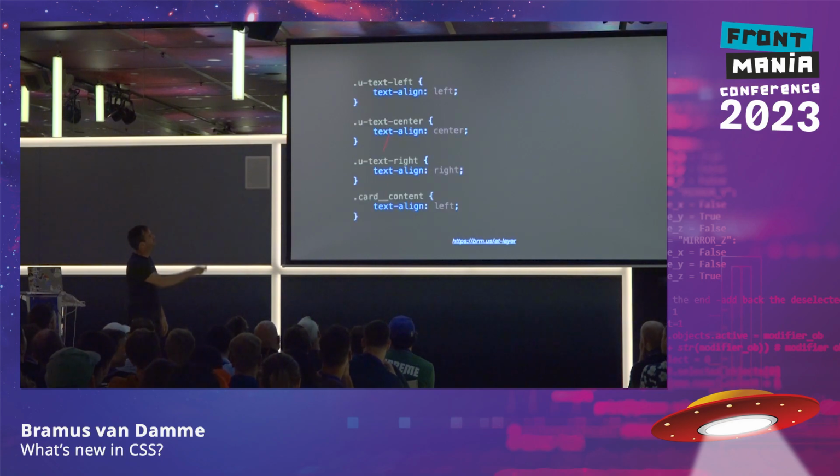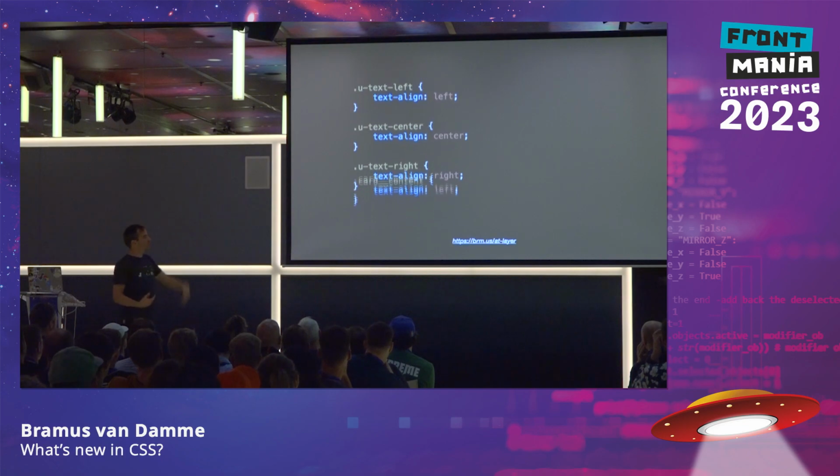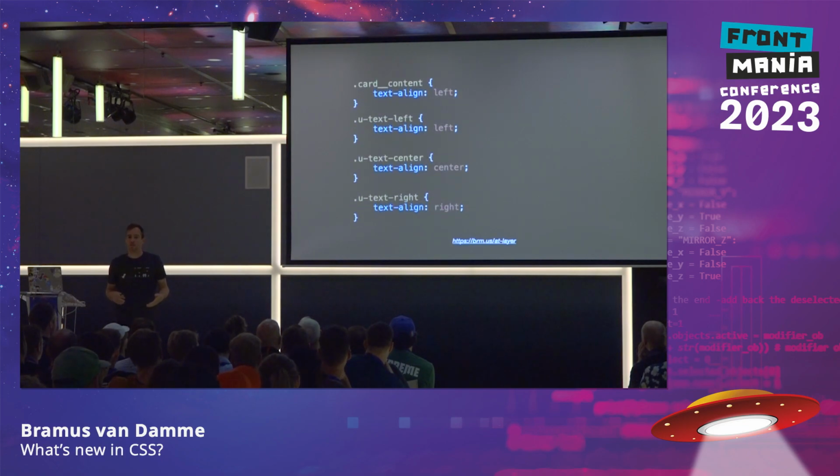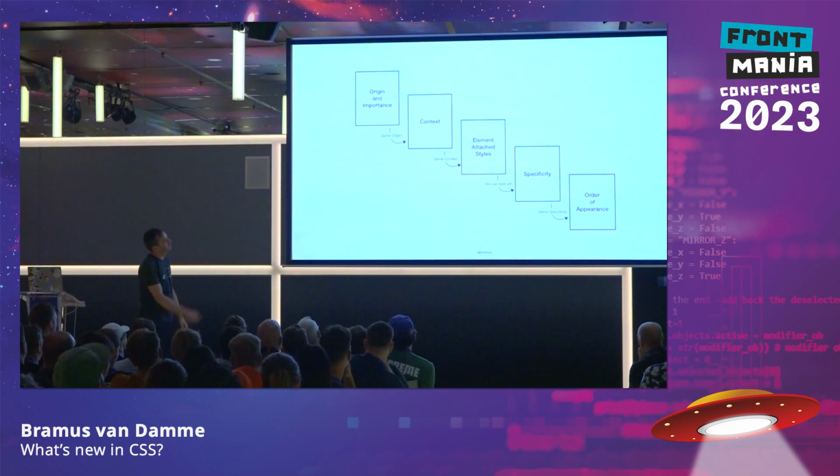Here's another one. I have these utility classes, all great, but they are defined before my card content. So if I have an element with the class card content and uText, right, it will always be left aligned, because this is the last rule that wins. They have the same specificity, and this last one comes last, so it overrides the other ones. The fix is to move things around, but in a large code base, you don't want to do that, because I bet you if you do that in your code base and you just move some CSS around, stuff will break. So please don't. So we're kind of stuck with these two.